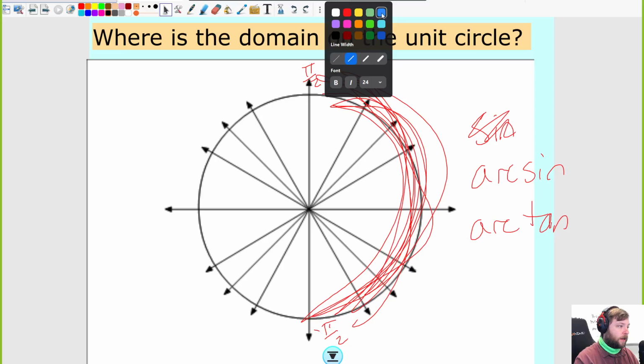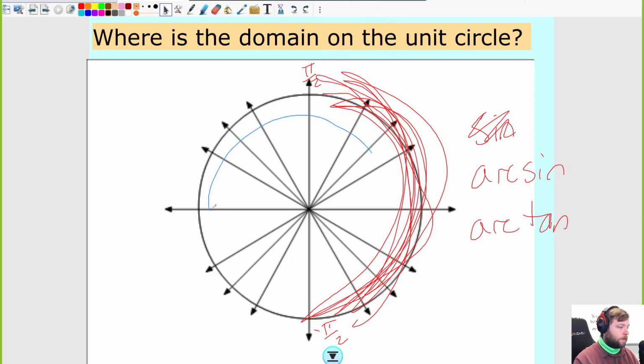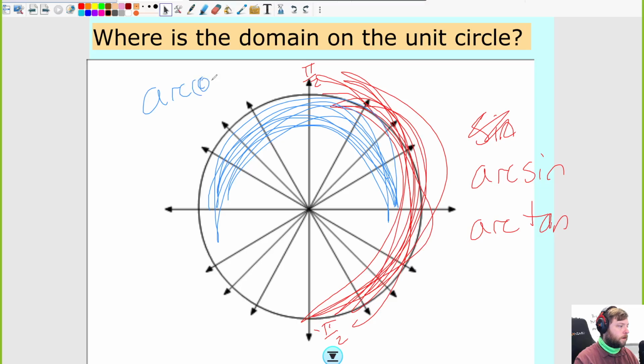Now for cosine, it only deals with the top. So arc cosine is going to deal from 0 to pi. Sometimes that matters if you actually have to plug things in.